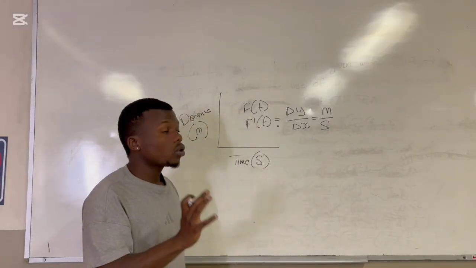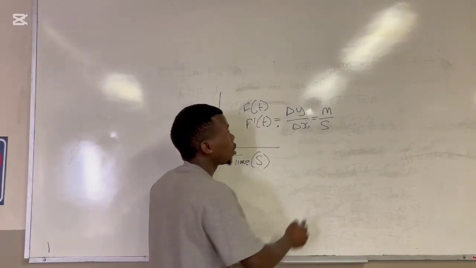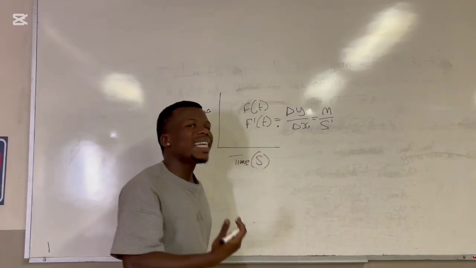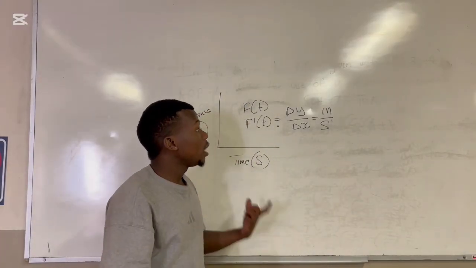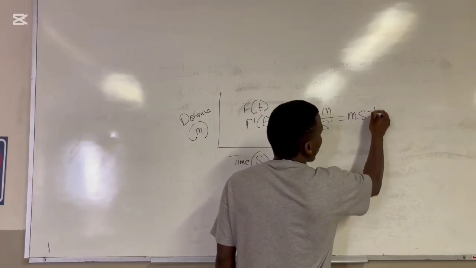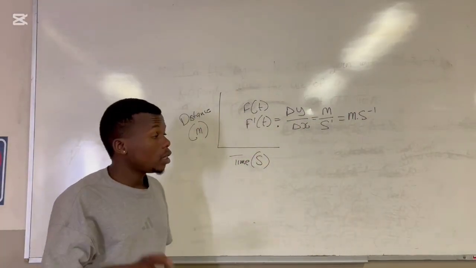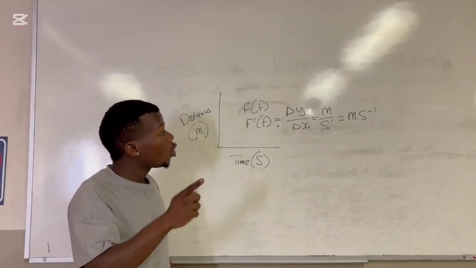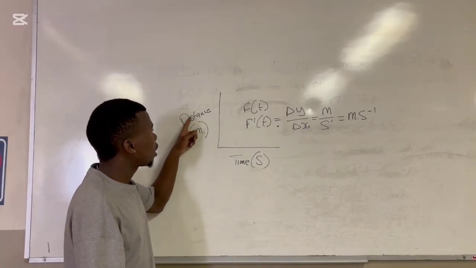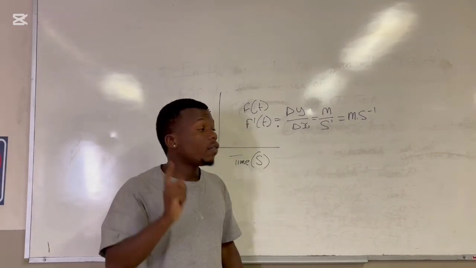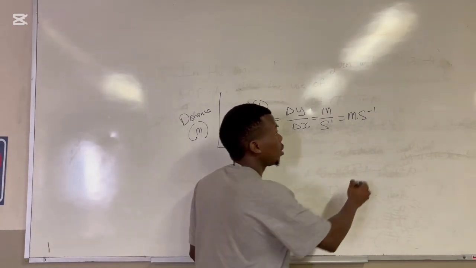Now, according to the laws of exponent, remember we have positive 1. If I take this denominator to the numerator, the exponent will change the sign. In other words, here I'm going to have m multiplied by s to the power of negative 1. In other words, the rate of change or the slope or the gradient of a distance versus time graph is meters per second. And we know in physics that meters per second is always given by velocity.